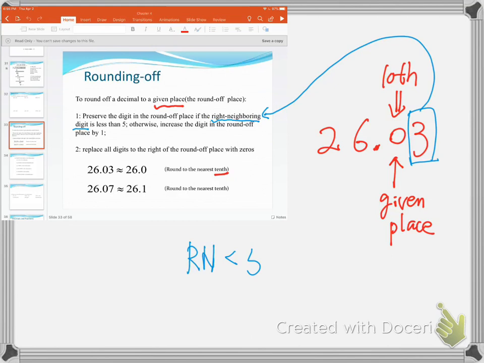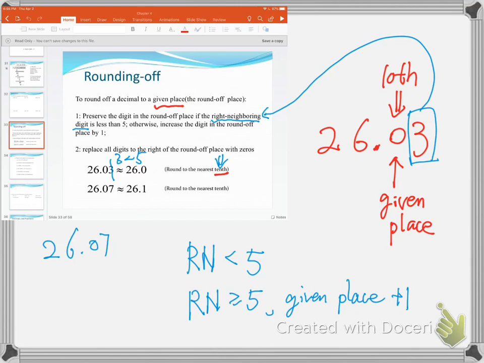If the right neighbor is less than 5, then you just delete it. If the right neighbor is greater than or equal to 5, then the number in the given place plus 1. So in the first example, 3 is less than 5, so you just delete this number 3. You got the number 26.0. You cannot write down 26 because you need to keep a number in the given place, the tens place. What's the number in the tens place? 0.